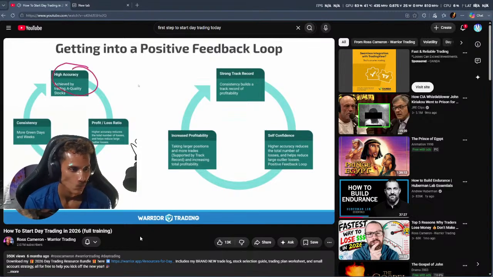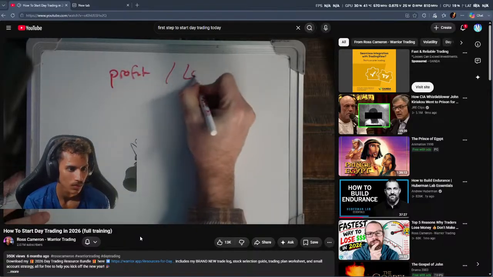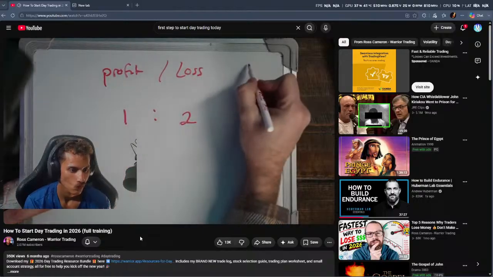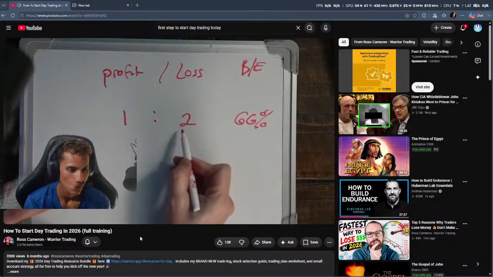focusing on high accuracy. Now, there is the reality when it comes to trading that there's a relationship between winners and losers. So you've got your profit to loss ratio. This is something that we talk about quite a lot. So the profit to loss ratio, if you on average risk $2 to make only $1, you know what your break-even percentage would be? Your break-even percentage is that you have to be right 66% of the time just to break even. If you lose $2 for every dollar you make.